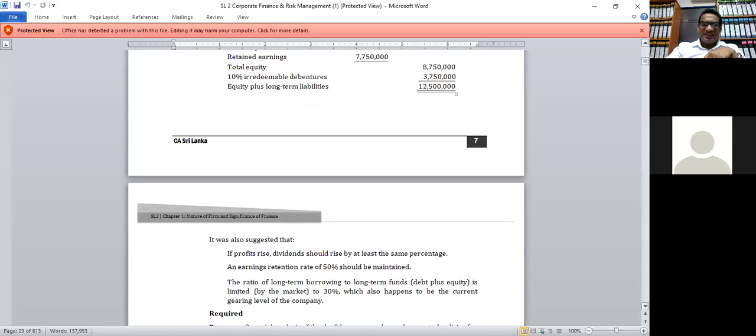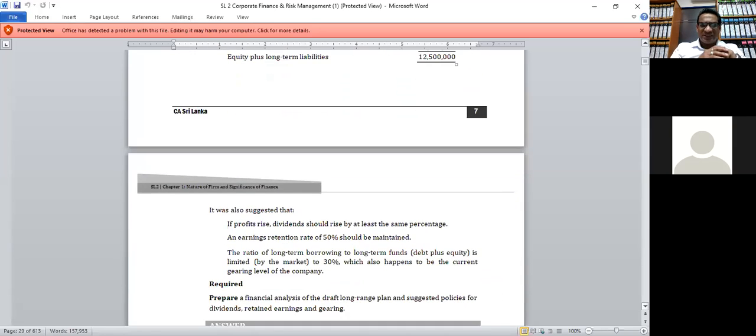Now below that it says it was also suggested that if profits rise, in other words, if profits increase, dividends should increase by at least the same percentage. An earnings retention rate of 50% to be maintained. In other words, the payout ratio is 50%. Earnings retention is 50%.